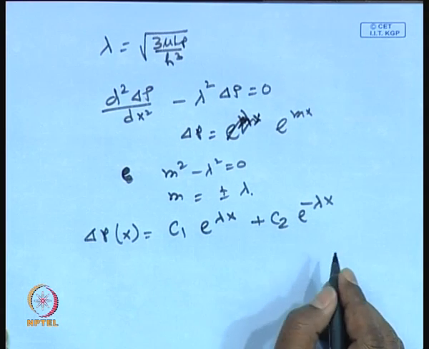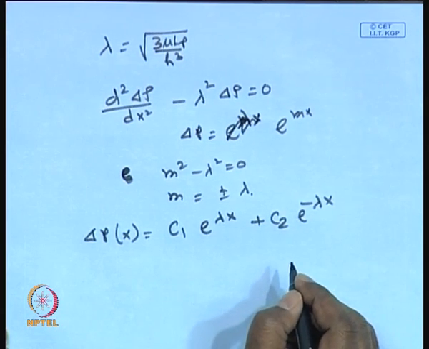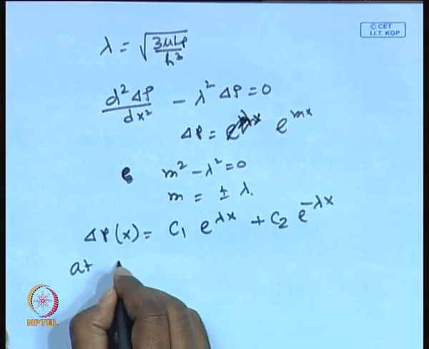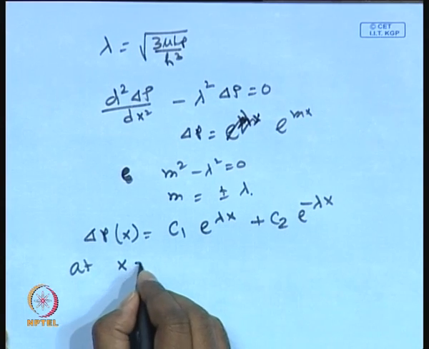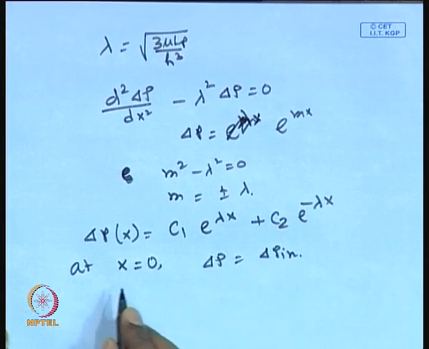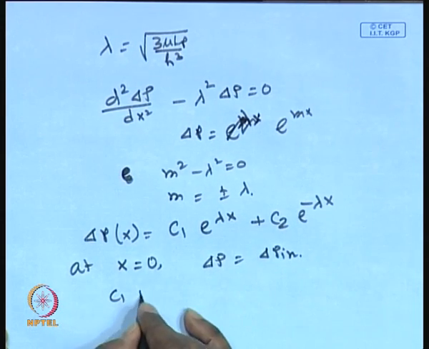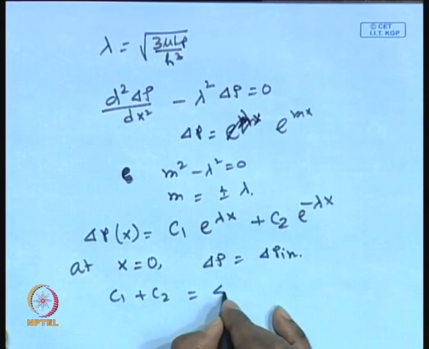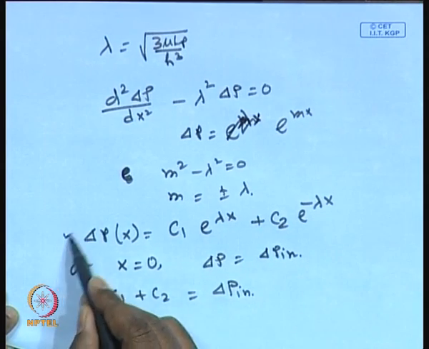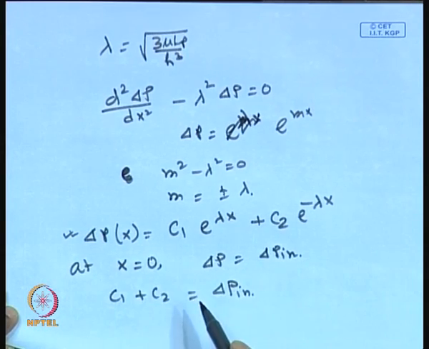Now, these constants c 1 and c 2 can be evaluated from the boundary conditions that we have already specified. The first one is at x is equal to 0, delta p is equal to delta p in. So, you will get c 1 plus c 2 equal to delta p in. And for the second boundary condition, you have to take the derivative of this expression and evaluate it at x is equal to 0 and see what you get.